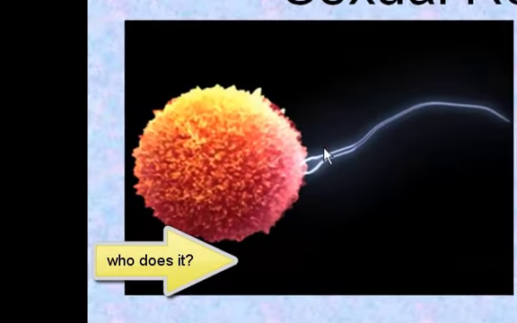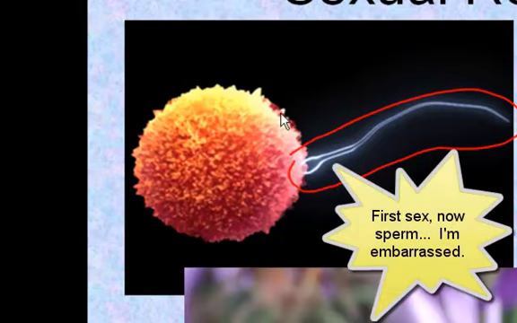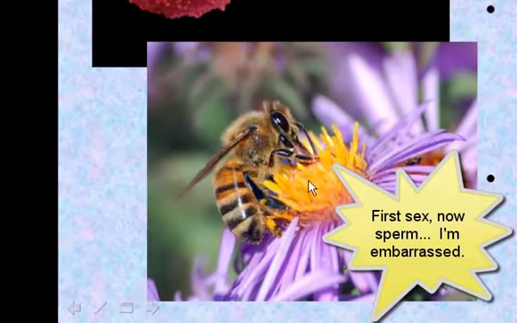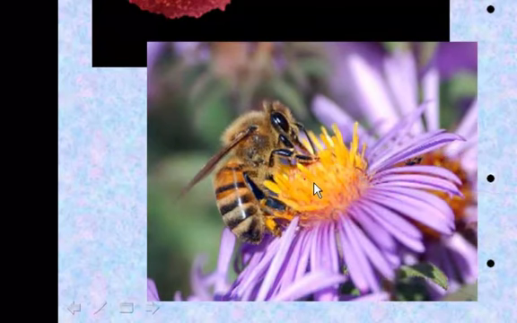So here you have your sperm joining the egg. That's sexual reproduction. And a bee pollinating the flower. The pollen is the male part, and then the pistil is the female part.